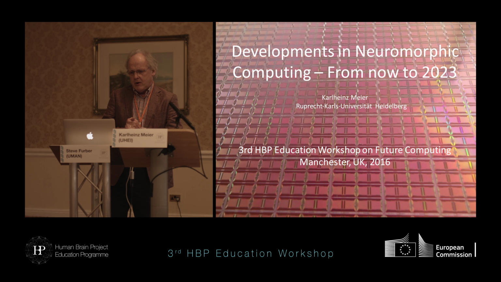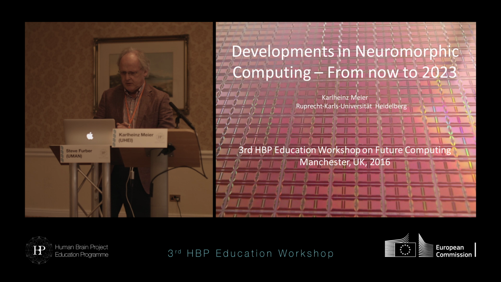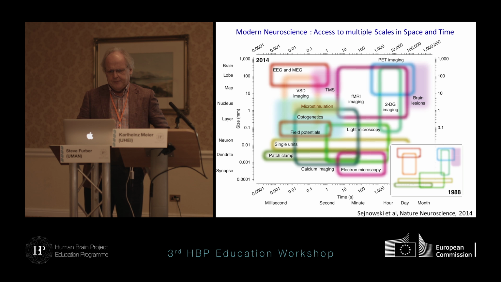This talk is about neuromorphic computing, about past developments, and also what's going to happen through the rest of HBP up to 2023. The background to this is that neuroscience is a deep scientific subject, and in attempts to understand the brain, people have developed all sorts of instruments and mechanisms for doing this.